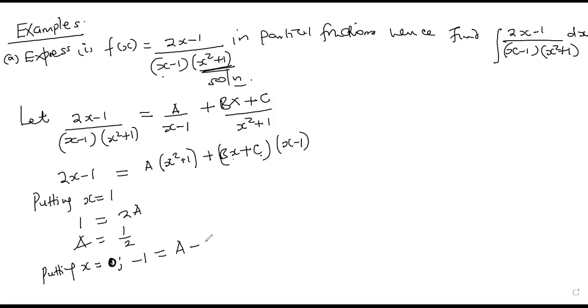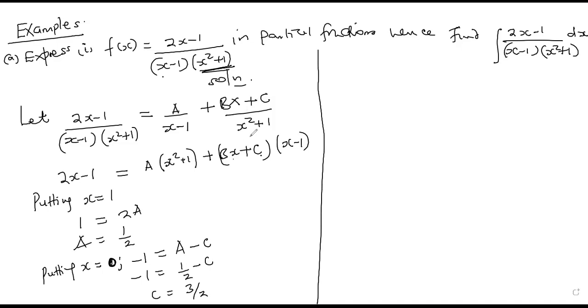So it is minus C. If you put a 0 in this, but you already have what A is equal to. So we shall have that -1 is equal to A, which is a half, minus C. So you have -1 minus a half. So you'll have your C as a half plus 1, that is 3 out of 2. After getting C, look for B.